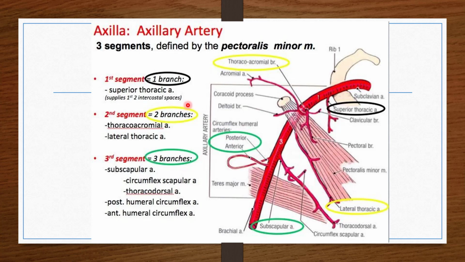Again, in this diagram, they have shown all branches of the axillary artery. The first part will give one branch, the second part will give two branches, and the third part will give three branches. So this diagram is also very important.